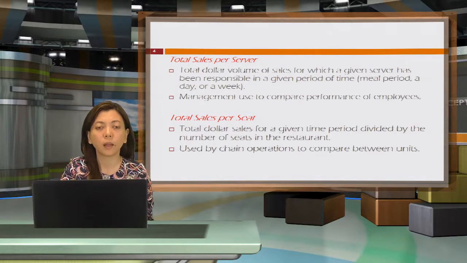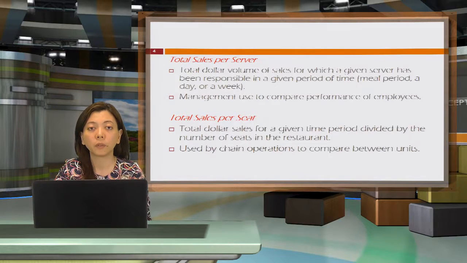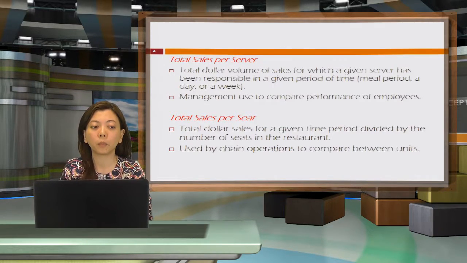The next is the total sales per seat. So total dollar sales for a given time period divided by the number of seats in the restaurant. So how many sales the restaurant generates, and then they divide it by the number of seats. This one is used by management, especially in chain operation, whereby they want to compare the sales in each of these branches, because with chain units, they don't have a fixed or same number of seats for each restaurant. So some places maybe have more seating capacity and some have a lesser seating capacity. So that is how they compare the performance of these units by using total sales per seat.